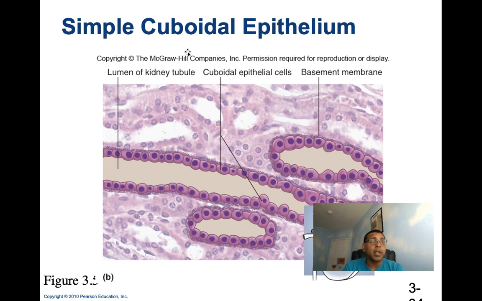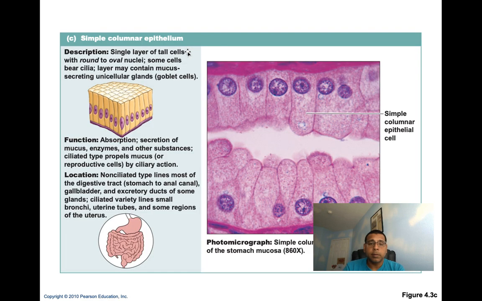So here you can see simple cuboidal epithelium. Next thing, we have simple columnar epithelium. Simple columnar, so a single layer of tall cells with round to oval nuclei. And some of these cells can have cilia. And this layer, we'll see, can also contain goblet cells, which are a type of mucus-secreting unicellular gland. One-celled glands called goblet cells. And we'll look at those and check those out as well.